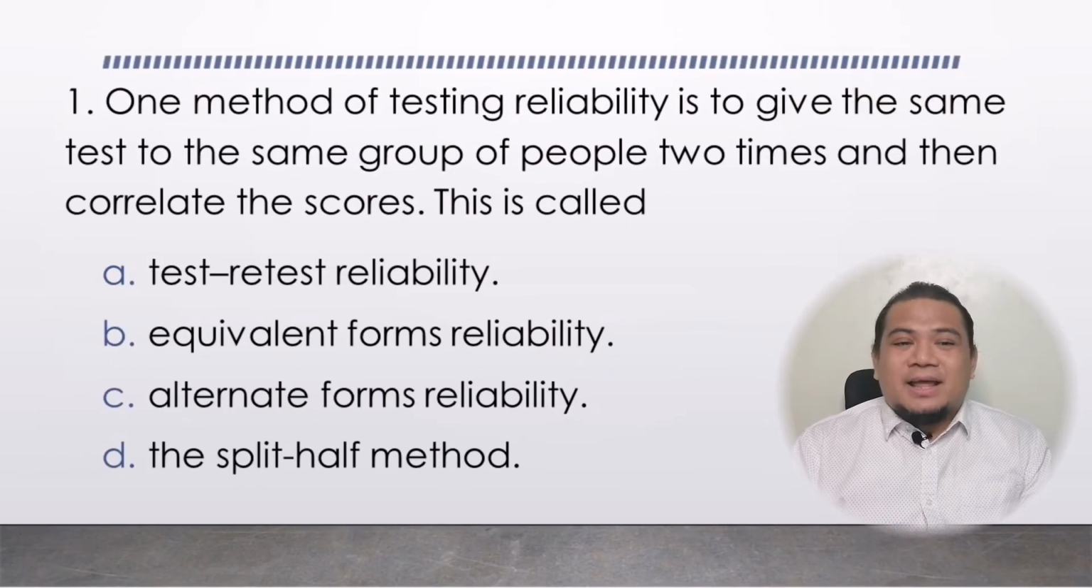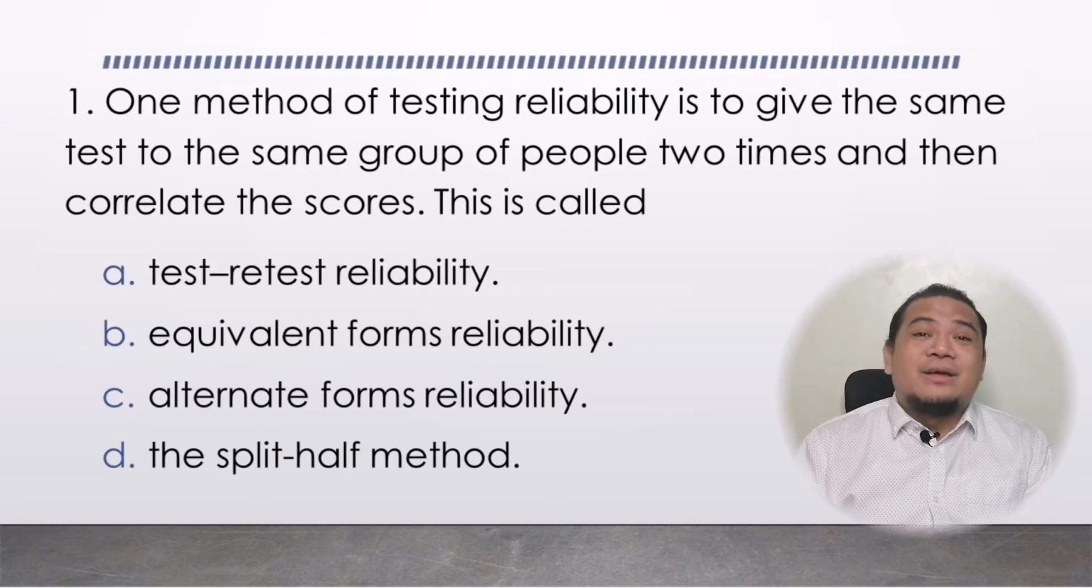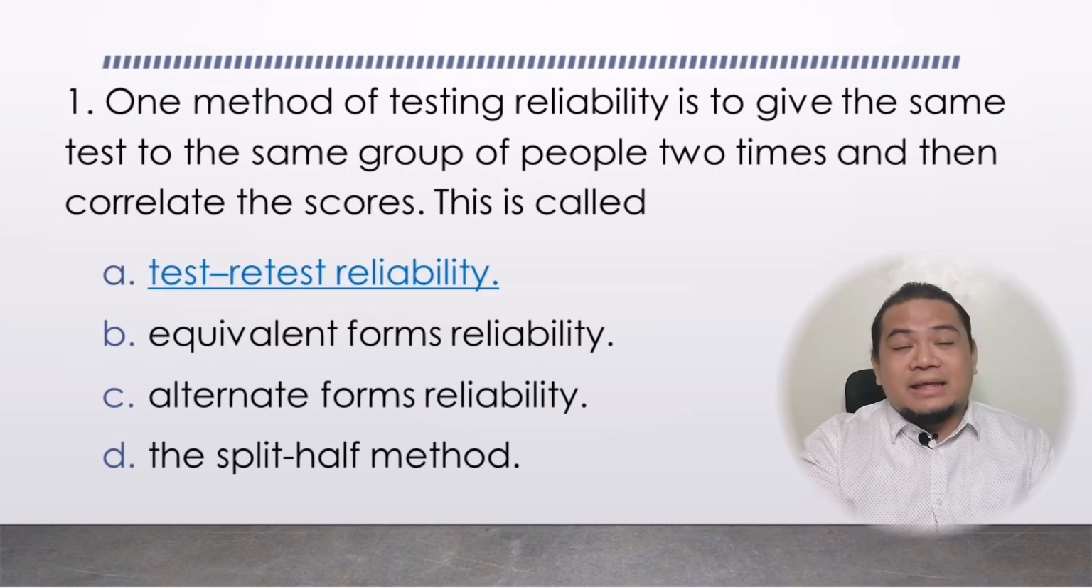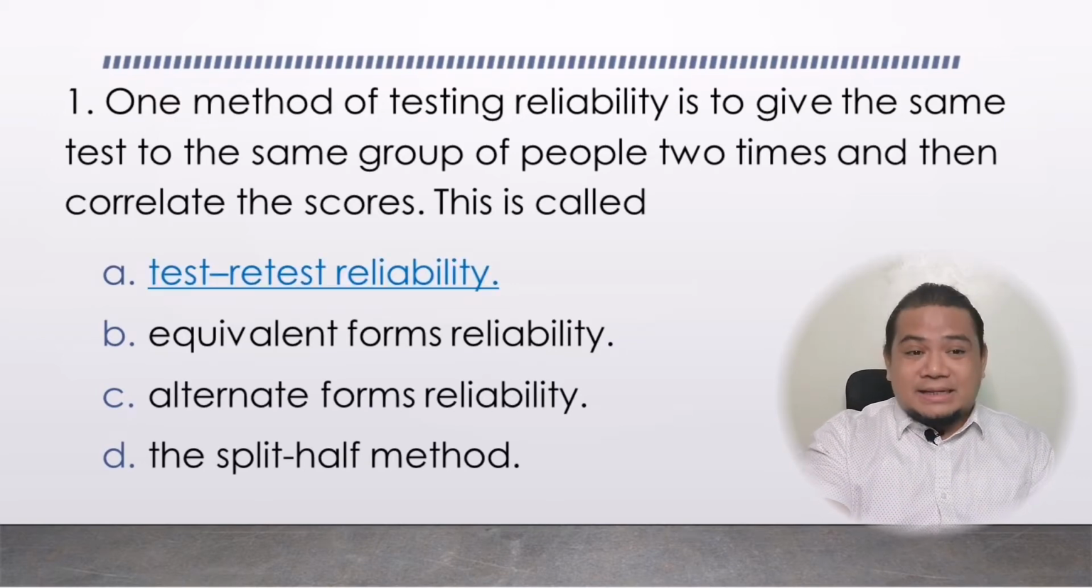Number 1. One method of testing reliability is to give the same test to the same group of people 2 times and then correlate the scores. This is called, the answer is letter A, test-retest validity.